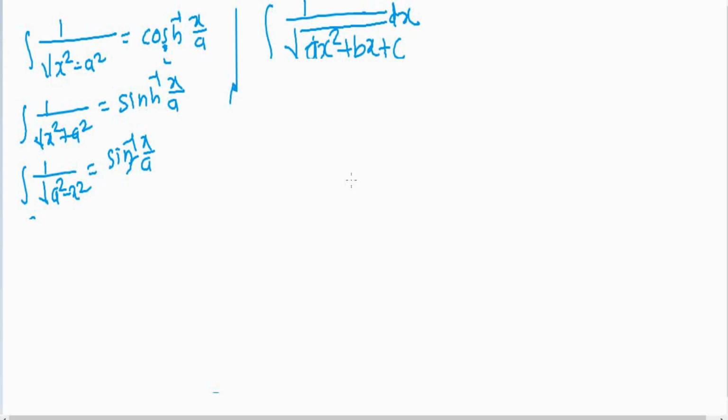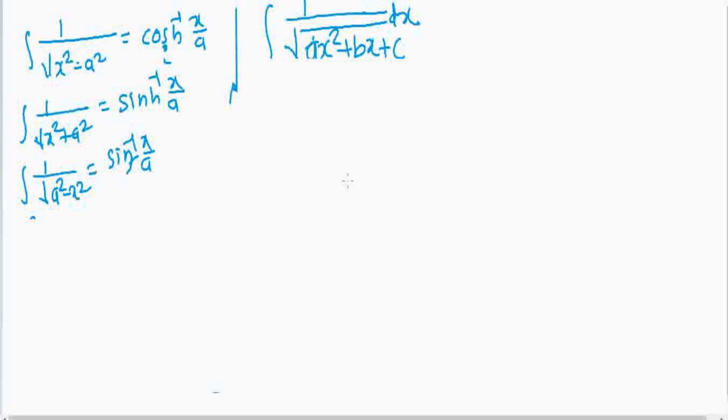In this new video, we will discuss how to integrate irrational algebraic functions. First, consider the integration of 1 divided by the square root of ax square plus bx plus c.